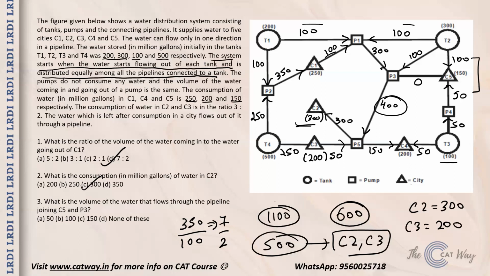Coming to question number 3. What is the volume of water that flows through the pipeline joining C5 and P3? So where do we have C5? C5 is over here and P3 is over here. So the flow of water is 0. Hence option number D, none of these, will be the right answer.